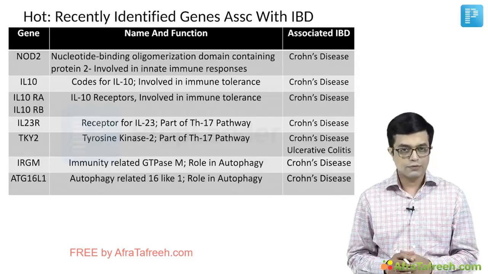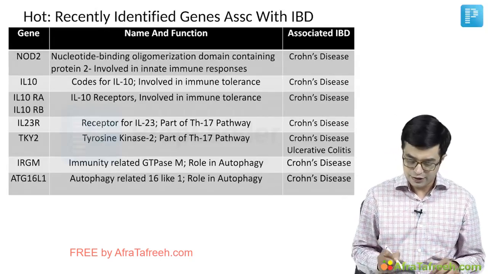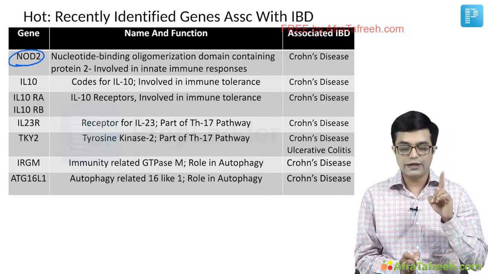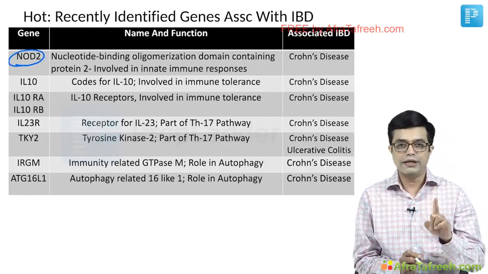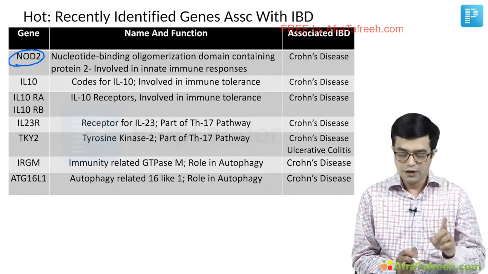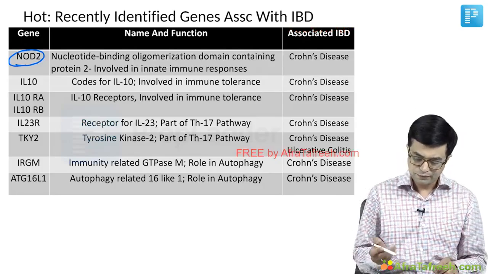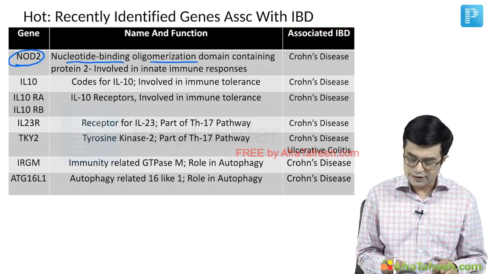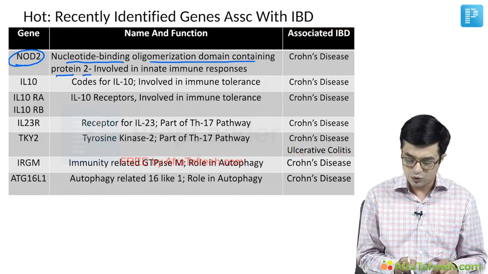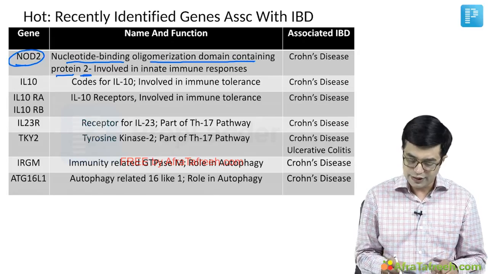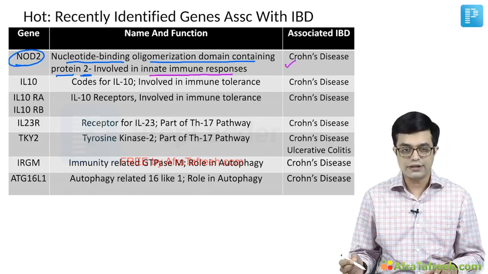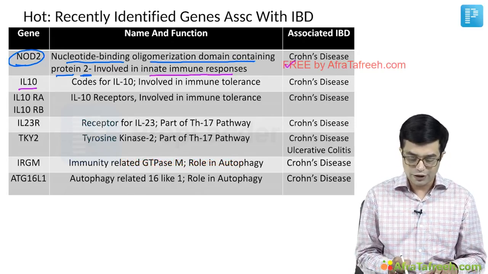So this is the table you are supposed to remember. It's a handmade table I have made. NOD2 gene: NOD2 was the first gene to be identified as associated with IBD, in the year 2001. NOD2 codes for a protein called nucleotide binding oligomerization domain containing protein type 2. This is a protein which is involved in innate immune responses and it is associated with a high risk of Crohn's disease.